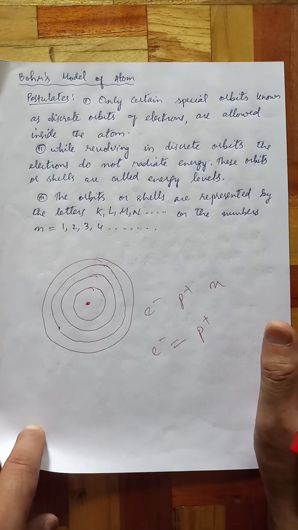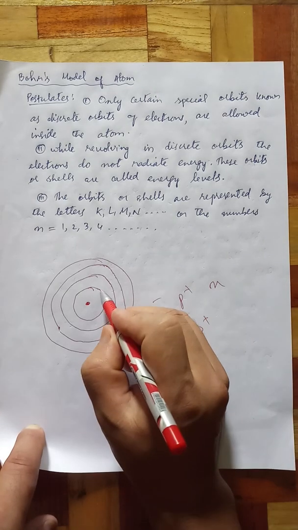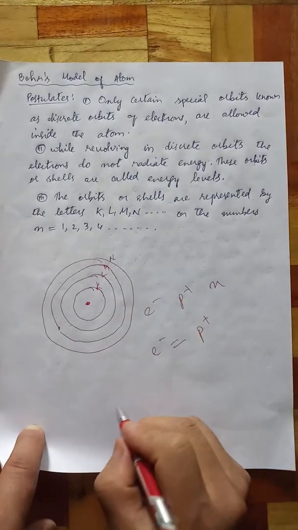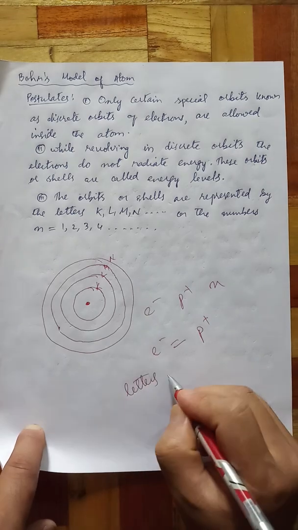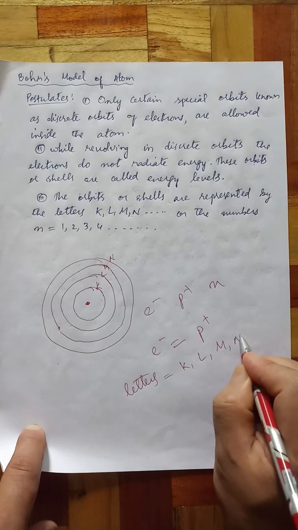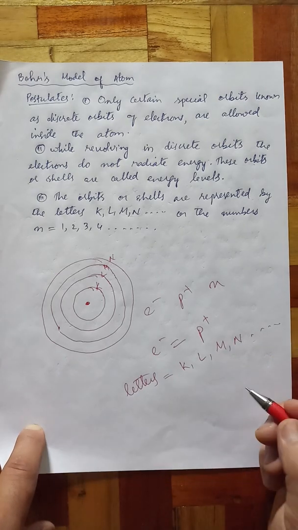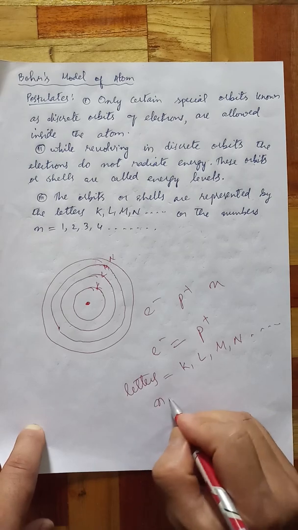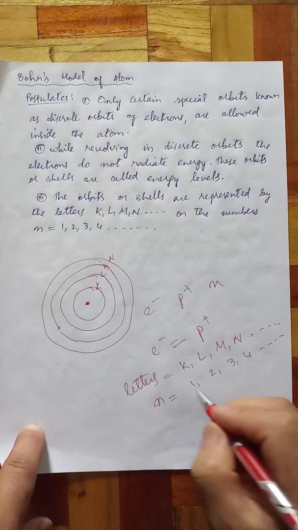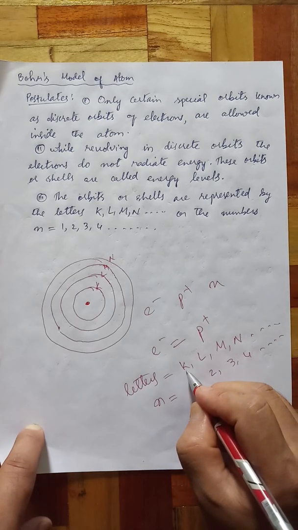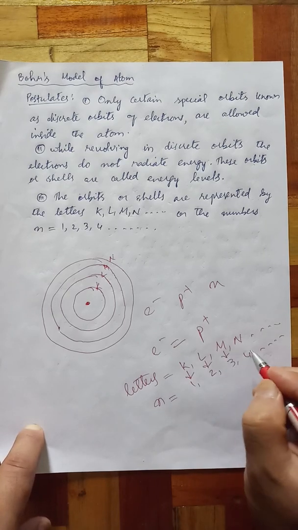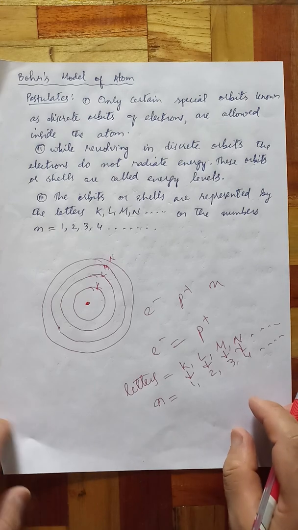The orbits or shells are represented by the letters K, L, M, N, and so on. When represented by numbers, n equals 1, 2, 3, 4, and so on. So the first, innermost shell is called the K shell, the second is L, the third is M, the fourth is N, and so on.